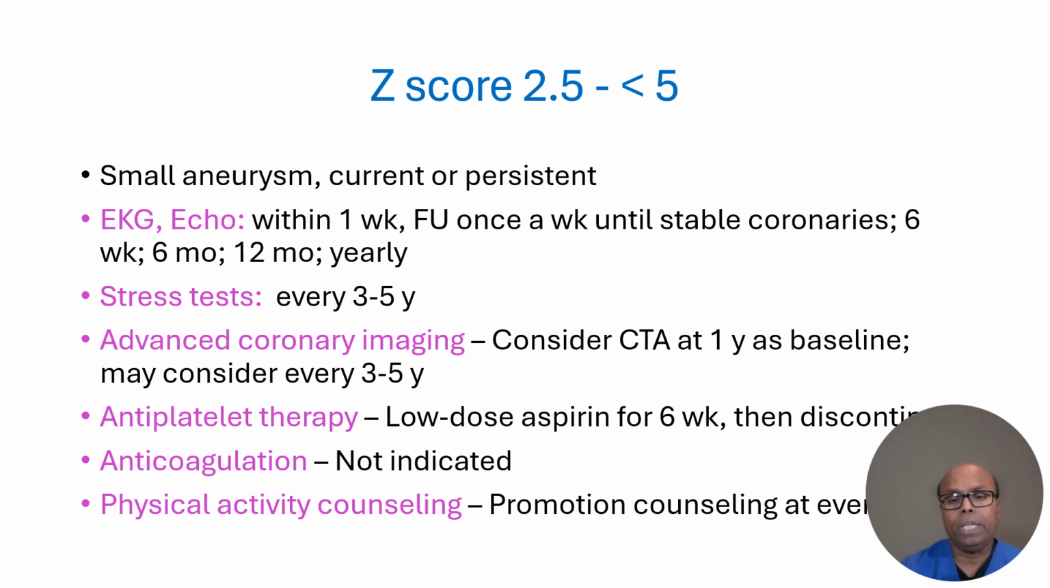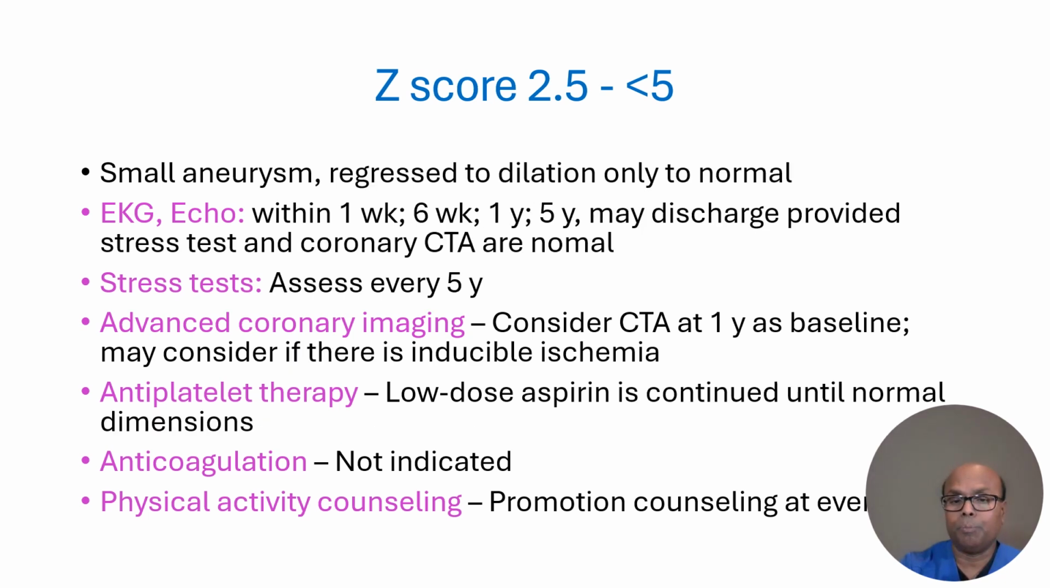Repeat the echo in a week and follow up once a week until the coronaries are stable. Then 6 weeks, 6 months, 12 months, and yearly. The stress test needs to be done every 3 to 5 years. Consider CTA at 1 year for baseline, then consider every 3 to 5 years. These patients need low-dose aspirin for 6 weeks, then discontinue. Anticoagulation is not needed, and physical activity counseling needs to be done at every visit.